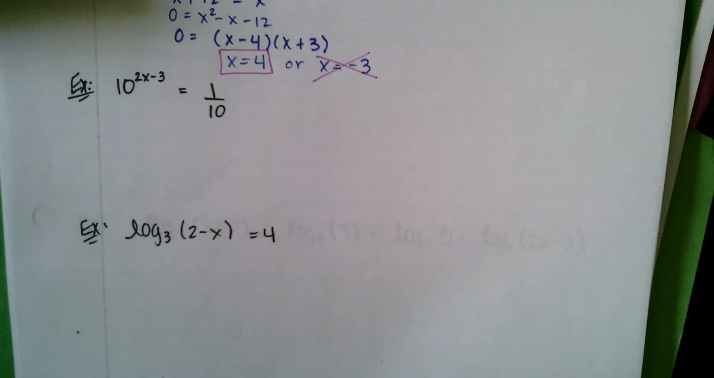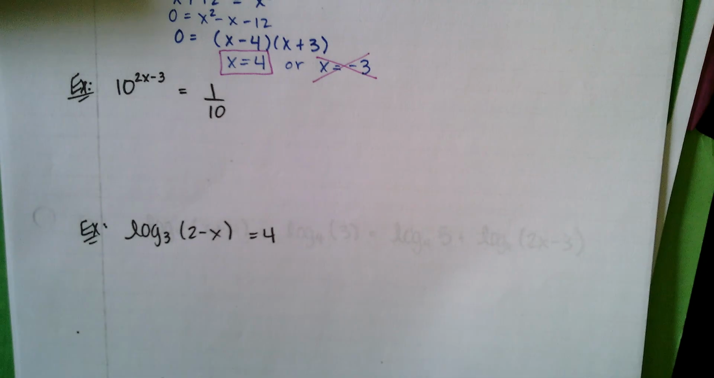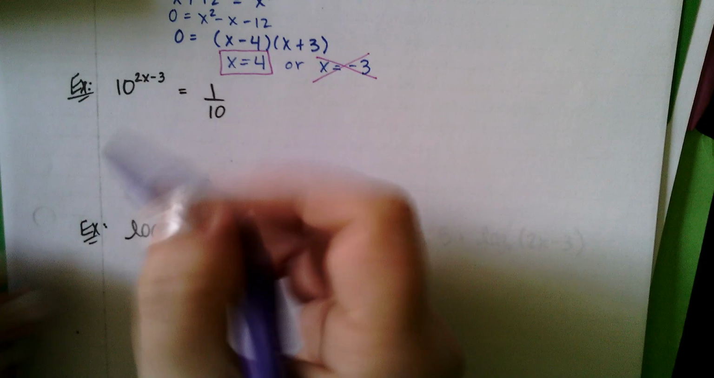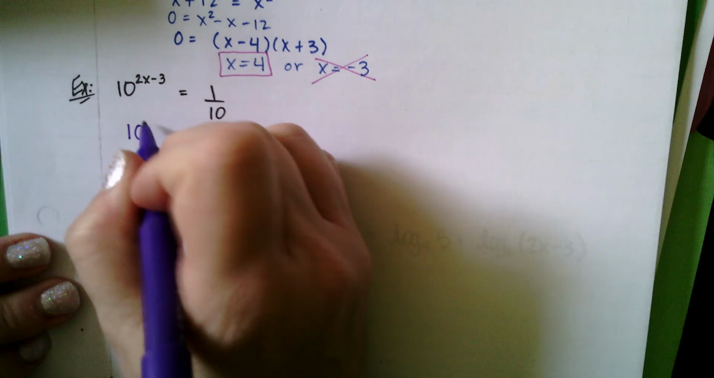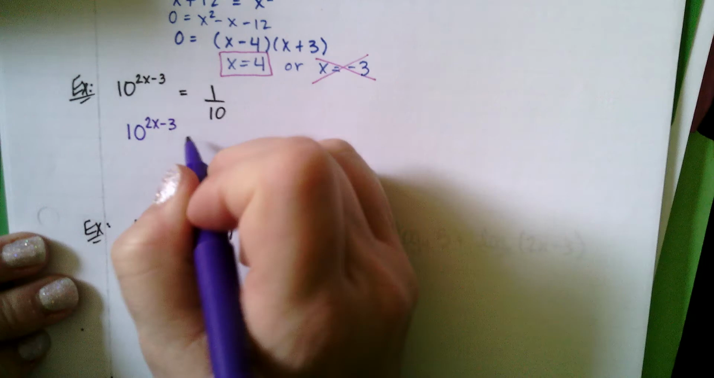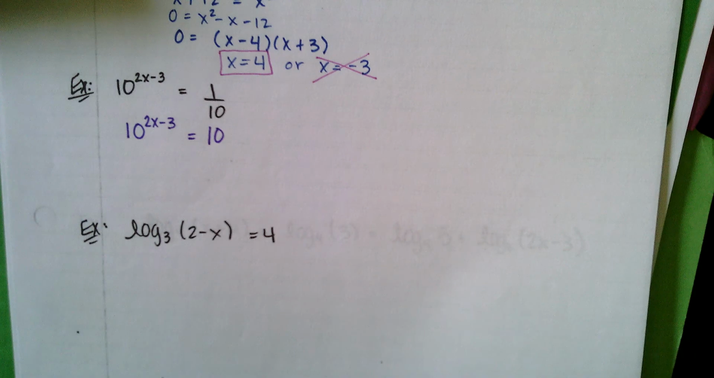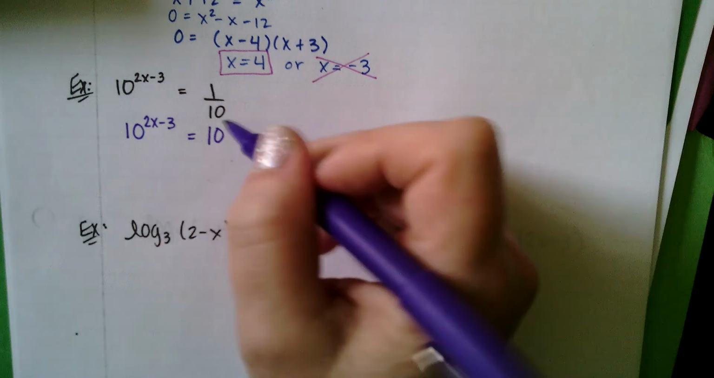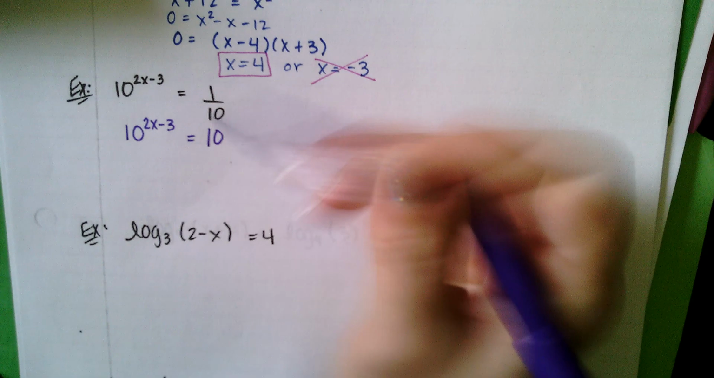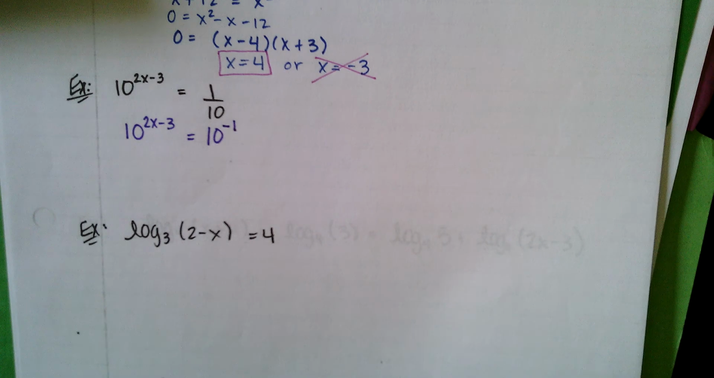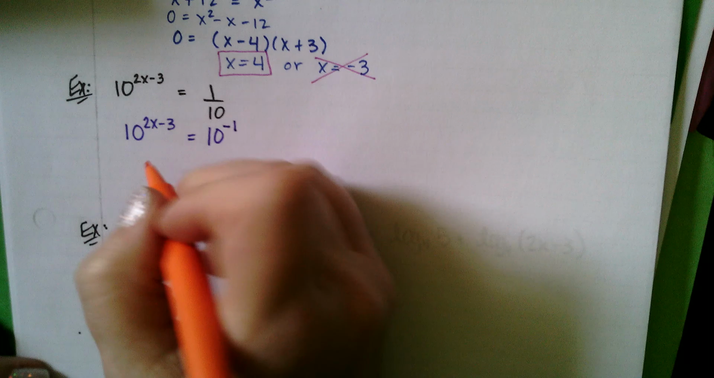Okay, this guy, 10 to the 2x minus 3 equals 1/10. Now we can manipulate this a little bit, and we'll notice that we can turn it into a one-to-one property. So I already have 10 to the 2x minus 3. If I had 10 to some power on the other side, it would be a one-to-one property. I remember that this 1 over 10 I could rewrite as 10 to the negative 1. And that's going to lead us straight into that one-to-one property.